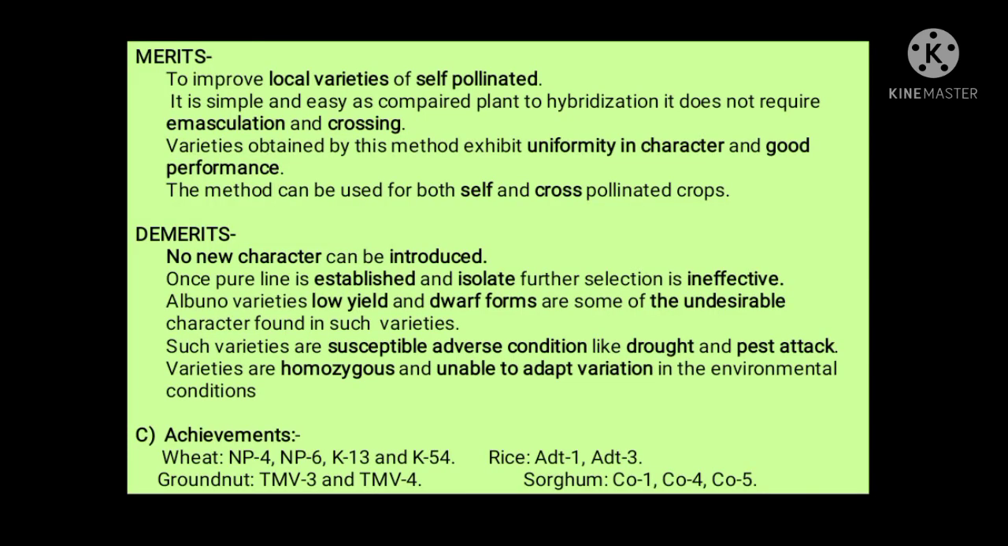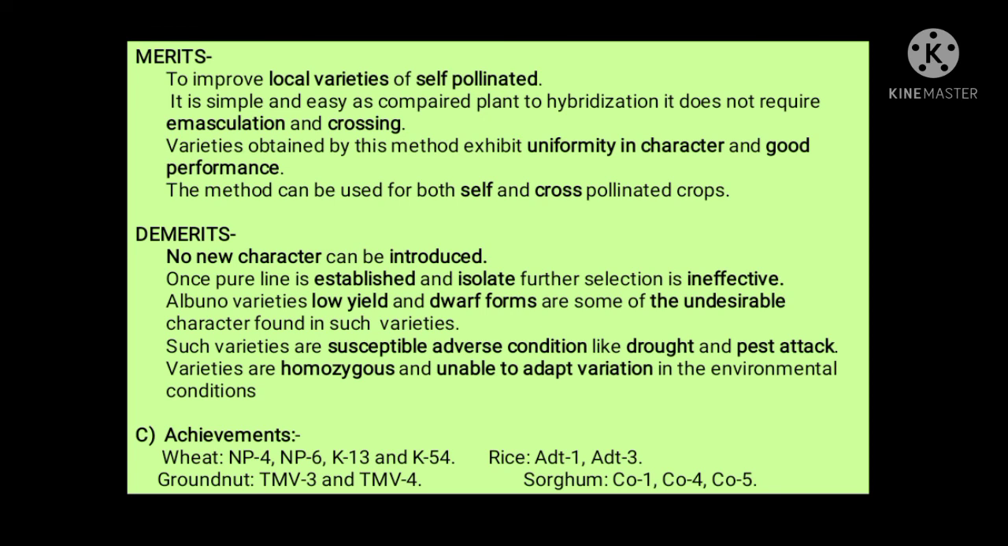Merits of the pure line selection method: it improves local varieties of self-pollinated plants. It is simple and easy compared to hybridization. It does not require emasculation and crossing. The variety obtained by this method shows uniformity in characters and good performance. The method can be used for both self- and cross-pollinated crops.